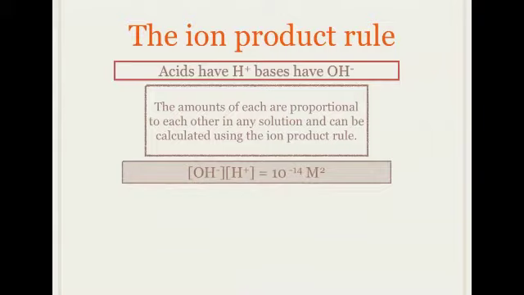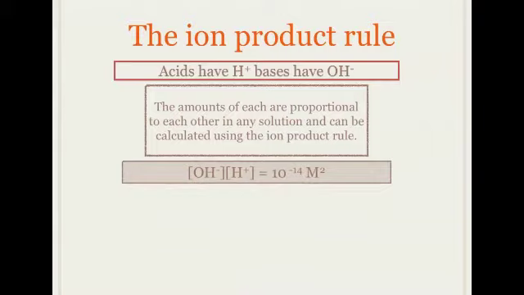Acids have lots of H pluses because that's what they do. They donate H pluses. They give off H plus. And bases have OH negatives, so they have the hydroxides. In a solution, the amounts of each are proportional to each other, and they can be calculated using a certain rule. Because it's been found out experimentally, you don't really need to know the details of it. If you want to, read the textbook by all means, but what you need to know is this rule, which is called the ion product rule.